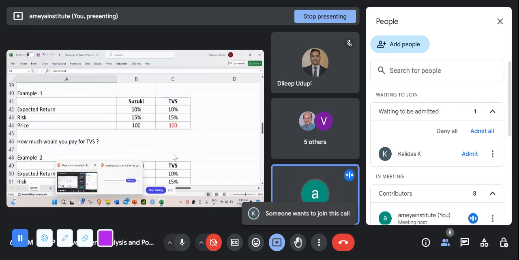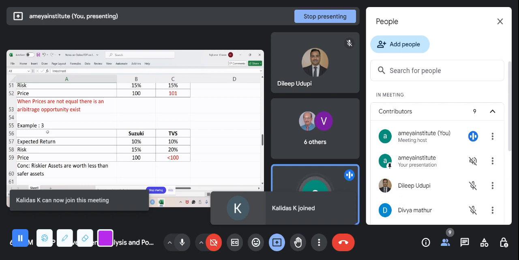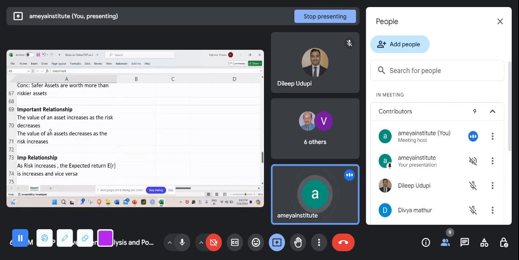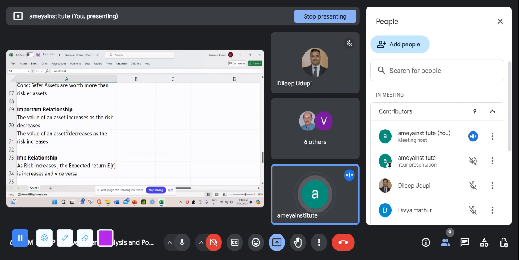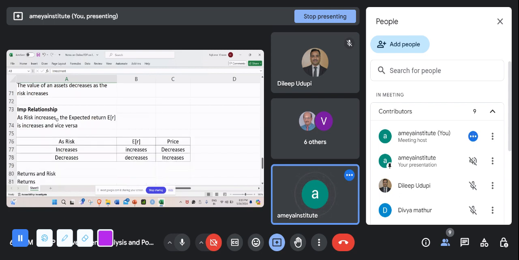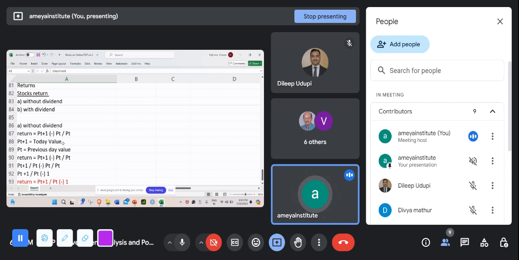Then we arrived at different formulas and concepts related to examples of expected return and risk. We discussed three examples, and came to a very important relationship: safer assets are worth more than riskier assets. The value of any asset increases as the risk decreases, and vice versa, the value of an asset decreases as the risk increases. As the risk increases, expected return also increases and price decreases. As the risk decreases, expected return decreases and price increases. Then we discussed the formulas on how to calculate stock returns without dividend and with dividend.